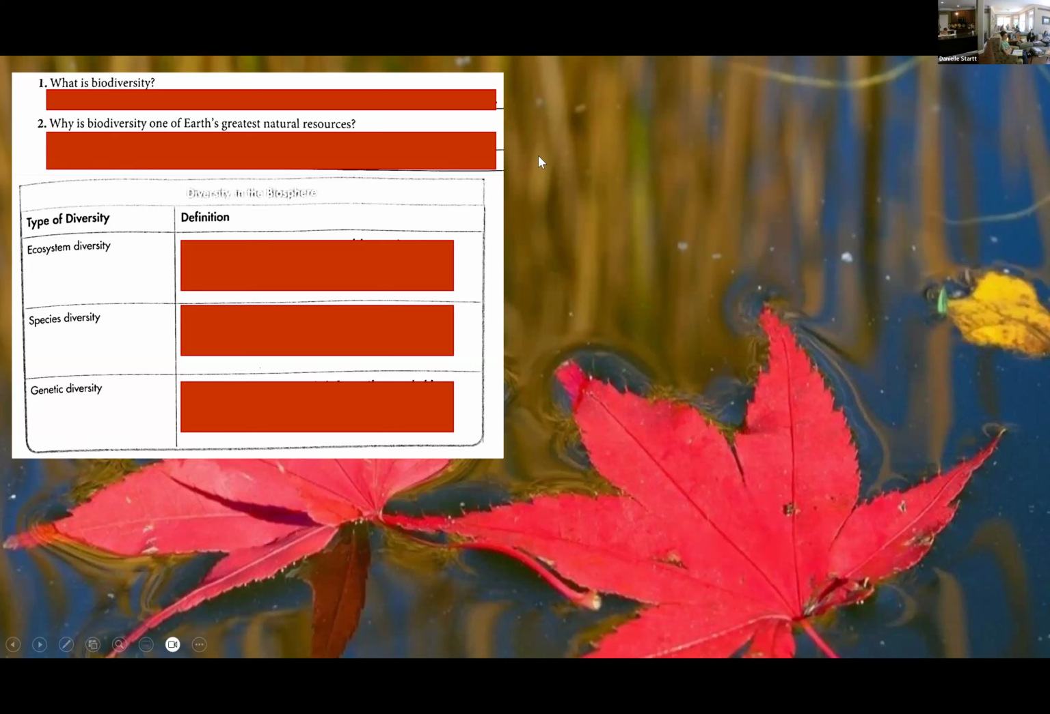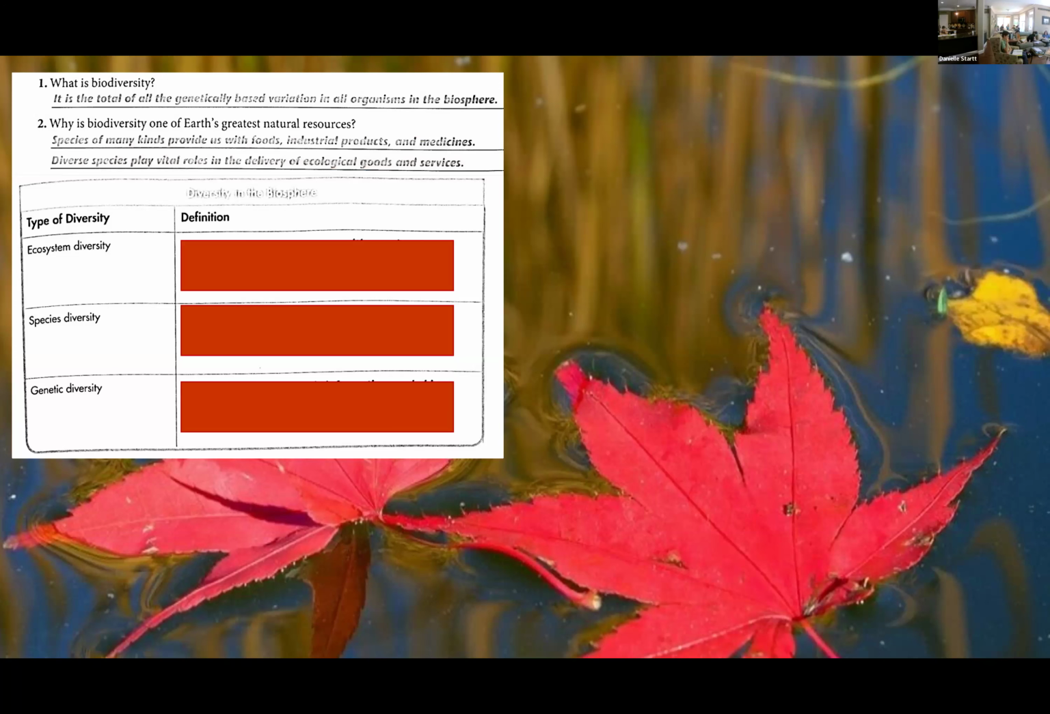So biodiversity is the total of all genetically based variation in all organisms in a biosphere. So why is biodiversity one of Earth's greatest natural resources? Eunice, what you got? Provides agriculture and contributes to ecosystem services. Yeah, so species of many kinds provide us with food, industrial products, and medicines. Diverse species play a vital role in the delivery of ecological goods and services.